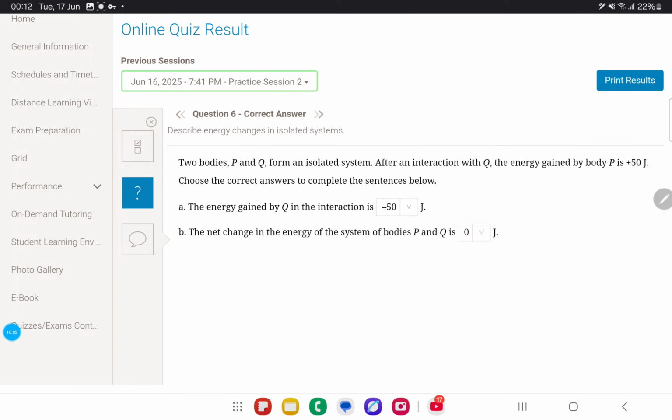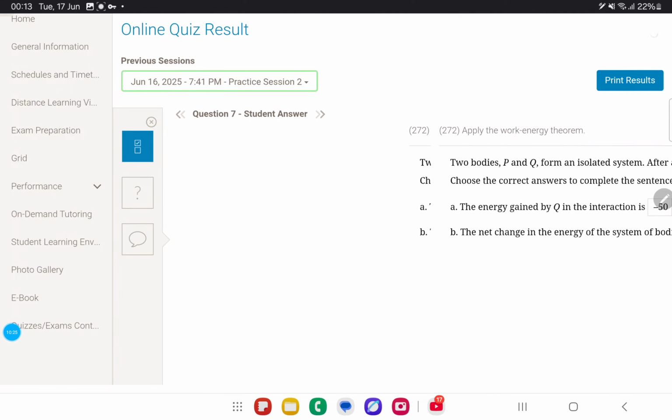For question 6, two bodies, P and Q, form an isolated system. After an interaction with Q, the energy gained by body P is positive 50 joules. The energy gained by Q in the interaction is what? Since P gains 50 after an interaction, that means it got it from Q. So Q gained negative 50, meaning it lost positive 50 joules. And the net change, as we said, one is 50, one is negative 50, add them up, you get 0, right? That's it.